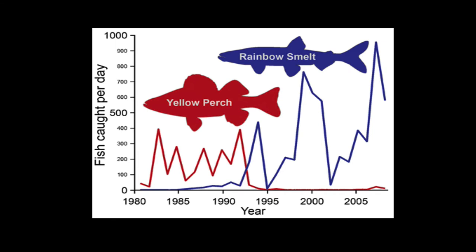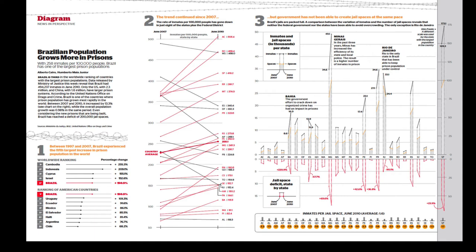I'd say this is much better than a little red line that says yellow perch and a little blue line that says rainbow smelt, right? So it's accomplishing the same thing. We can tell that blue is rainbow smelt. We can tell that red is yellow perch. But again, it's adding more depth. It's adding more complexity. It's adding more information conveyed. So hey, that's pretty cool. How about this one? Definitely data dense.